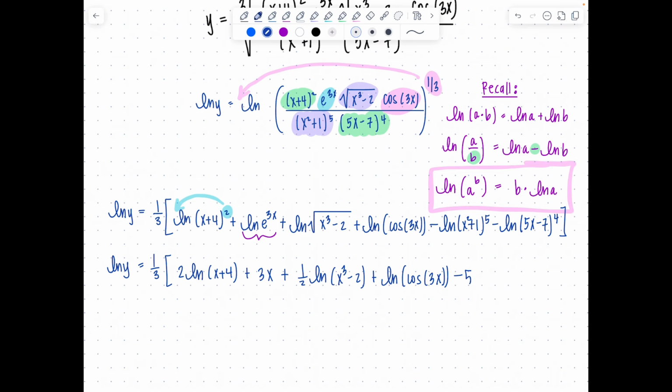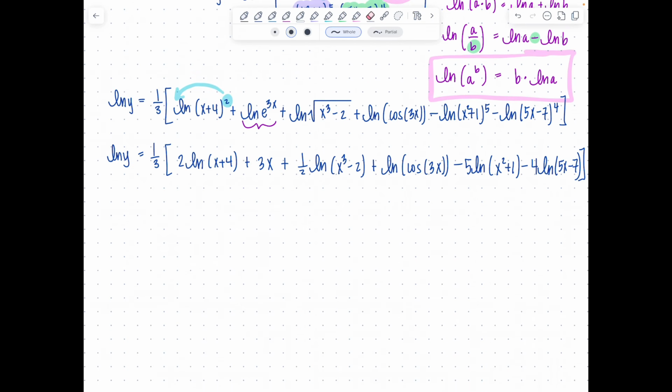Minus, bring that 5 down front: natural log of x squared plus 1, minus 4 natural log of 5x minus 7. Okay, perfect. Now it's time to take the derivative of both sides with respect to x. Since I do not have y isolated, we're doing implicit differentiation. So the derivative of natural log of y with respect to x is going to be 1 over y times dy/dx. And then that's going to equal 1/3.